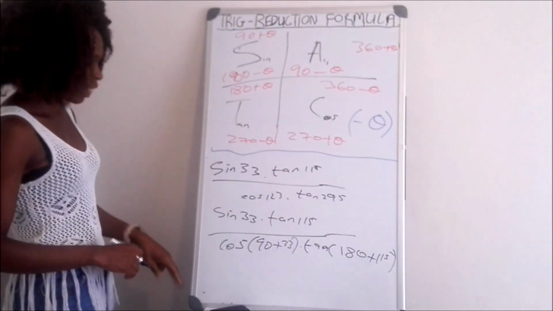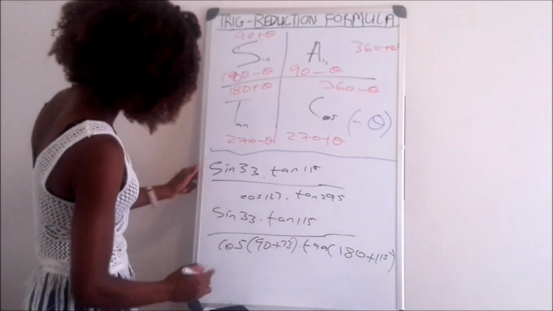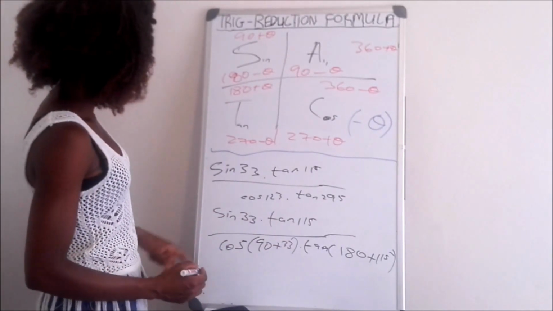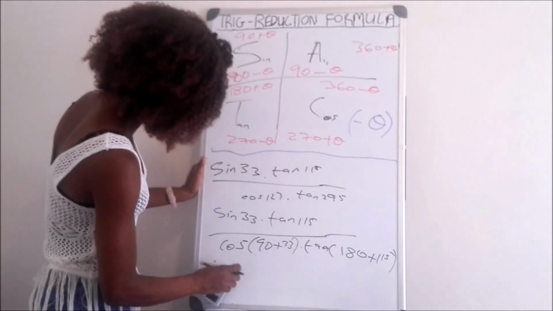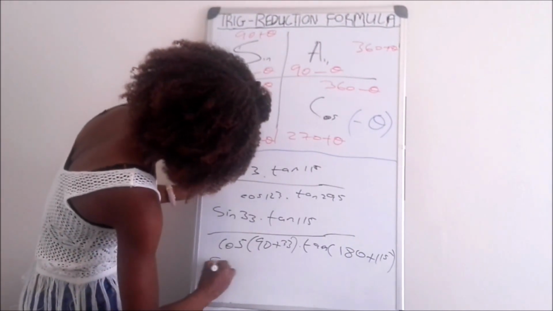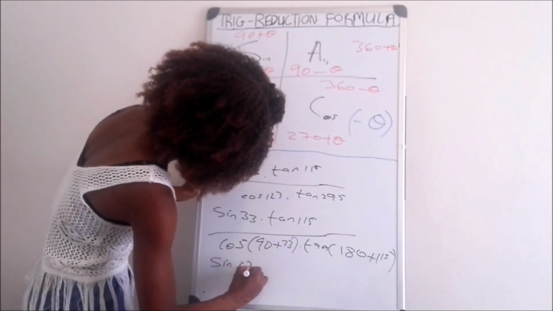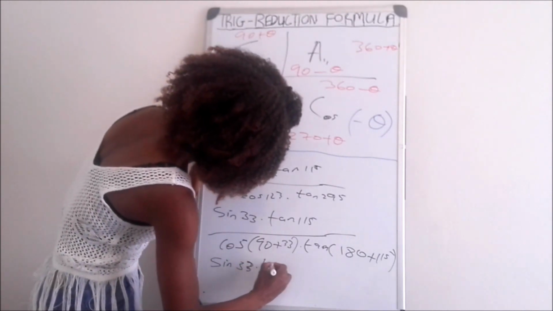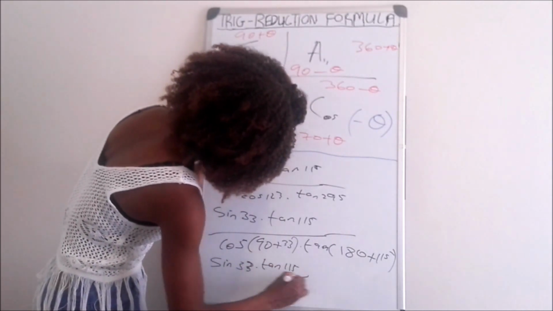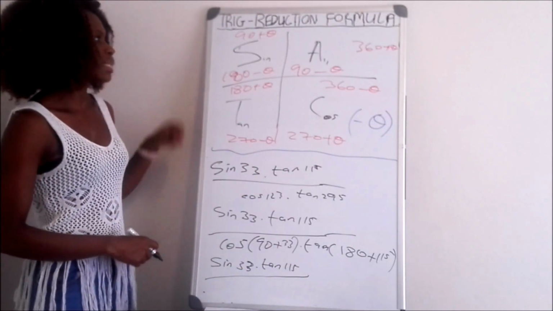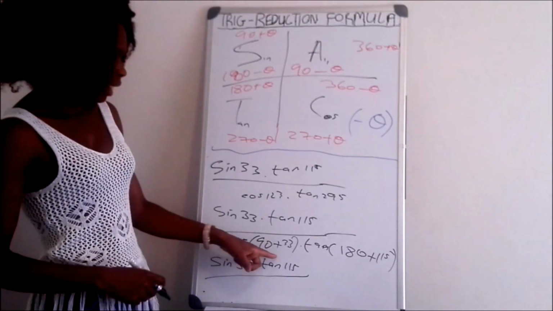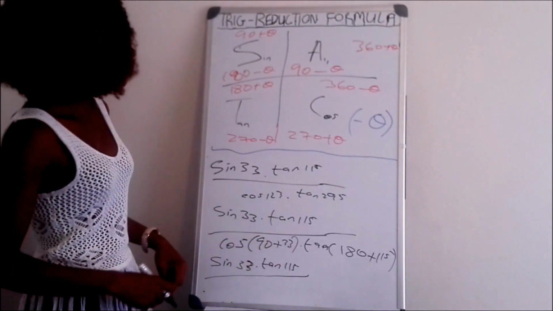And then from here, we still have the same in the numerator, sine of 33 multiplied by tan of 115 divided by the cos of 90 plus 33, 90 plus theta, of which on this occasion our theta is equal to 33.